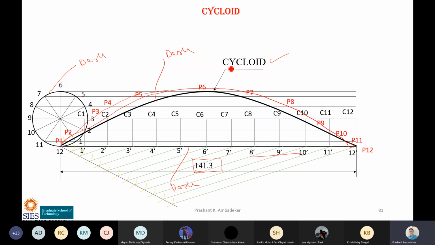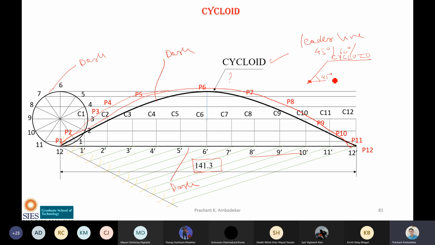Now, you can see I have written here cycloid. For writing cycloid, I have used this type of line. This line is called a leader line. What is a leader line? It is a line which is drawn at 45 degrees, or 60 degrees generally, and then there is a horizontal line, and an arrow is given towards what is to be indicated. Like I want to indicate this curve, so the arrow is given towards the curve, and on this horizontal line we write CYCLOID. This angle is 45 degrees.